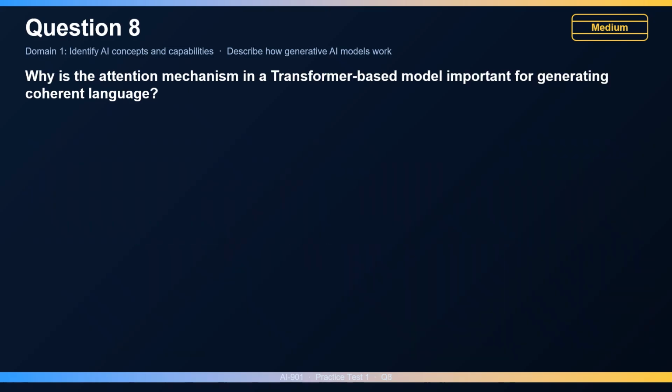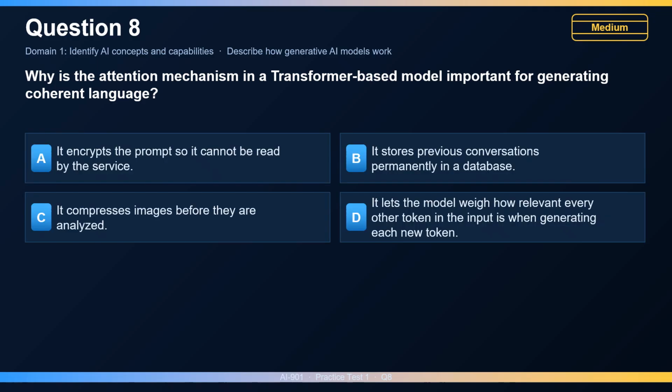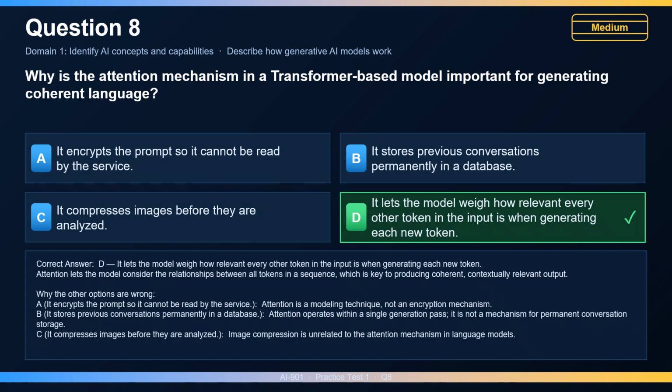Question 8. Why is the attention mechanism in a transformer-based model important for generating coherent language? The correct answer is D. It lets the model weigh how relevant every other token in the input is when generating each new token. Attention lets the model consider the relationships between all tokens in a sequence, which is key to producing coherent, contextually relevant output. Now, why the other options are wrong?